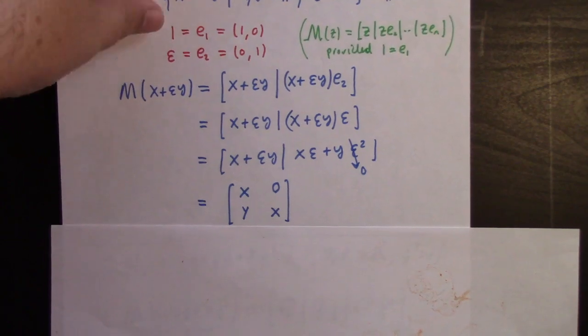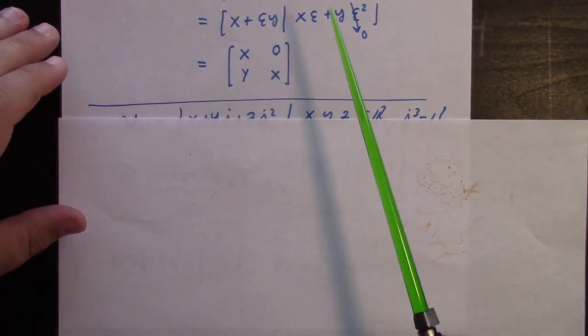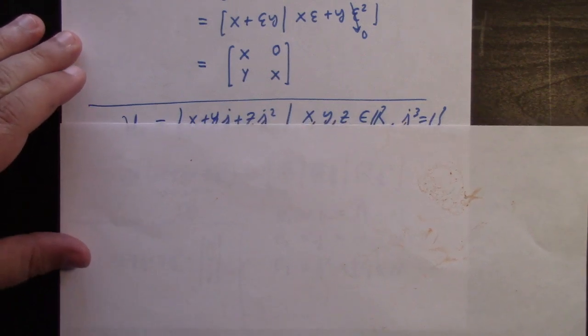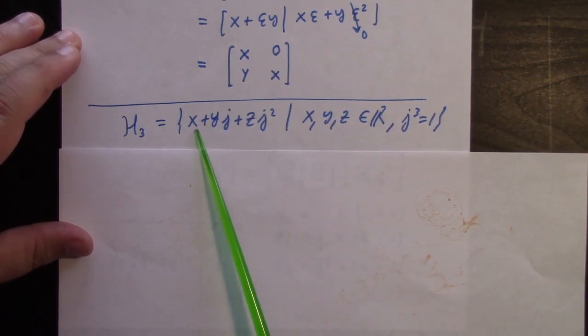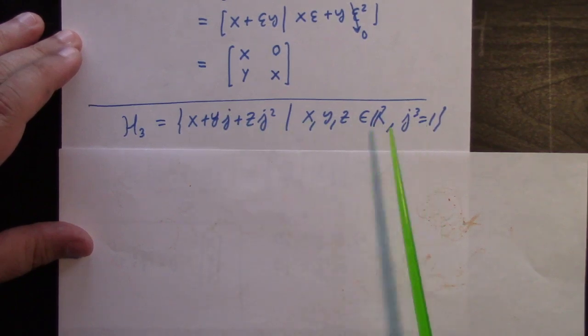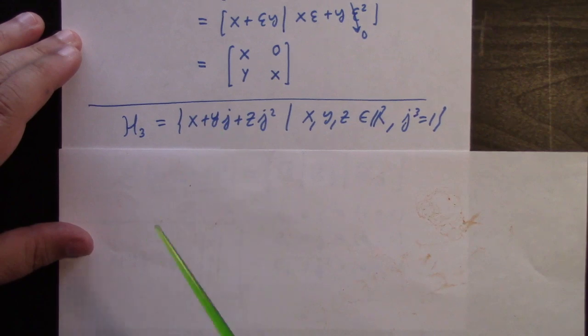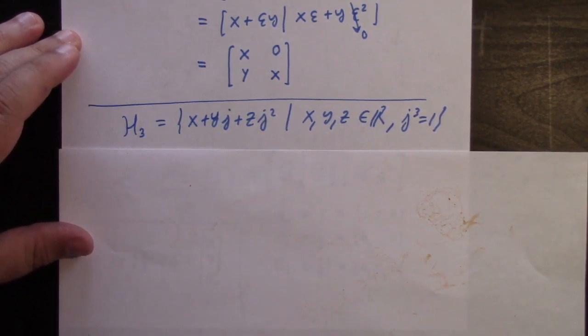So those are the details which I didn't write explicitly in the example on dual numbers, but I have written such details for the complex number example. Now, you have a homework problem about the three hyperbolic numbers x plus yj plus zj squared, where x, y, z are real numbers, j cubed is 1. And I've asked you to verify that the matrix representative of that is what it is.